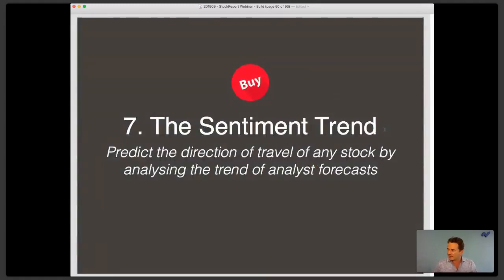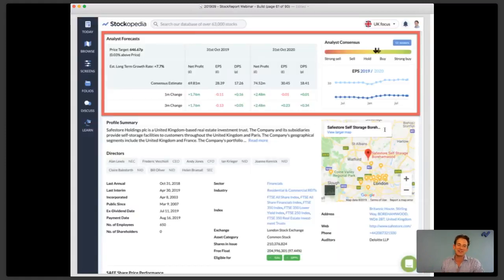Finally, I'll come back to some of those. Sentiment trend. So this is all about predicting the direction of travel of any stock by analyzing the trend of analyst forecasts. And again, another thing I get excited about on StockReports is this block here.